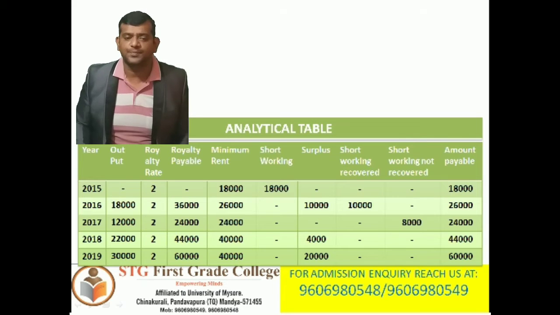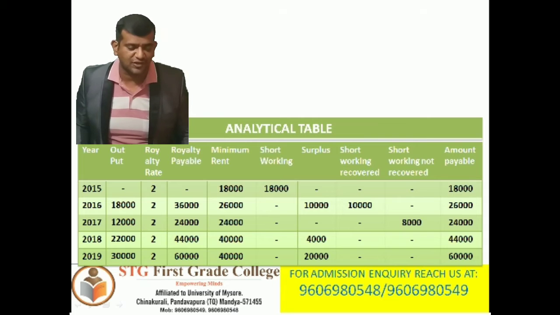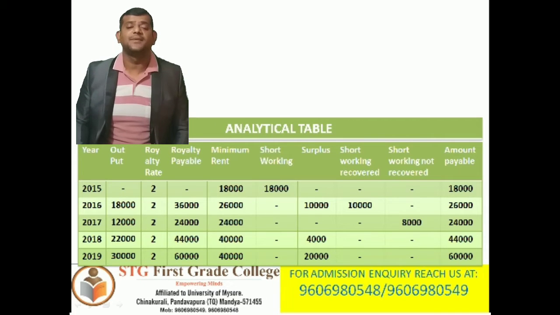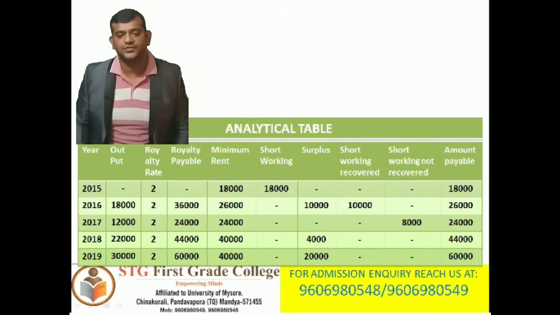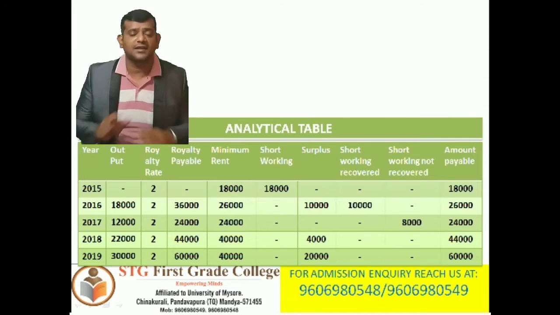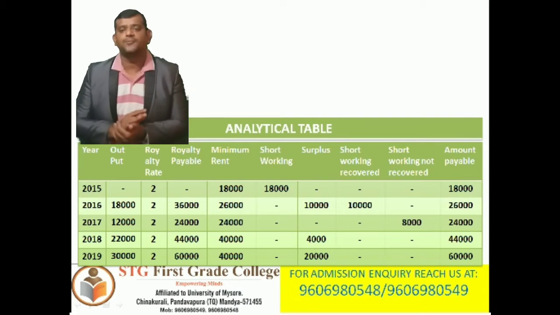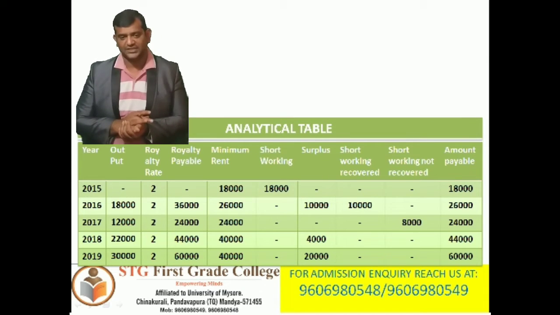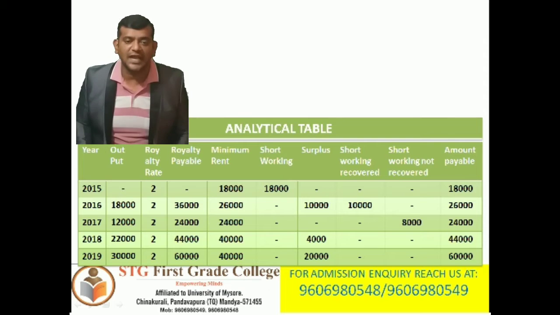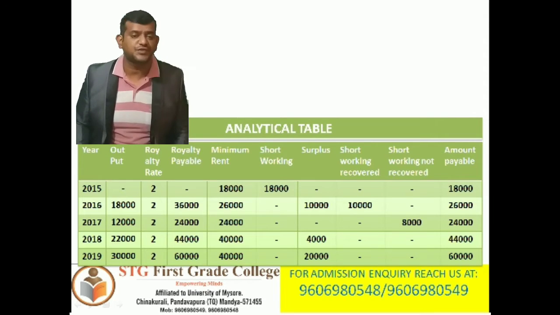2018, actual output 22,000 at the rate of 2 rupees. 44,000 is the royalty payable, and minimum rent from the third year onwards was 40,000 rupees. So minimum rent 40,000, short working none, surplus 4,000. Short working recovered none, not recovered nil. Amount payable 44,000 rupees.